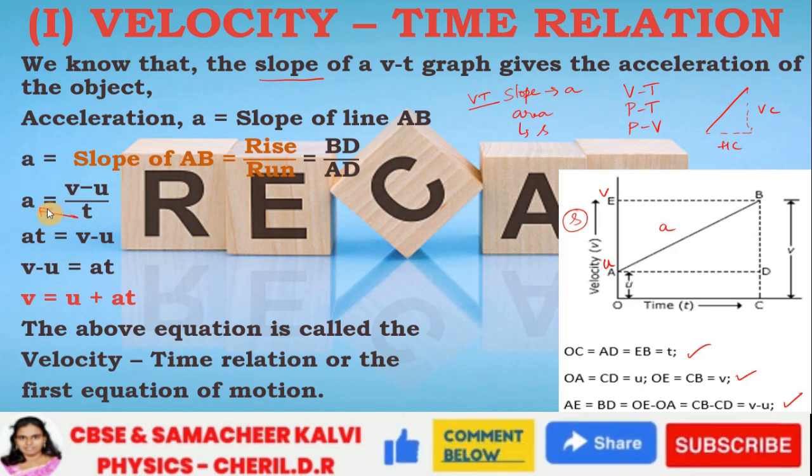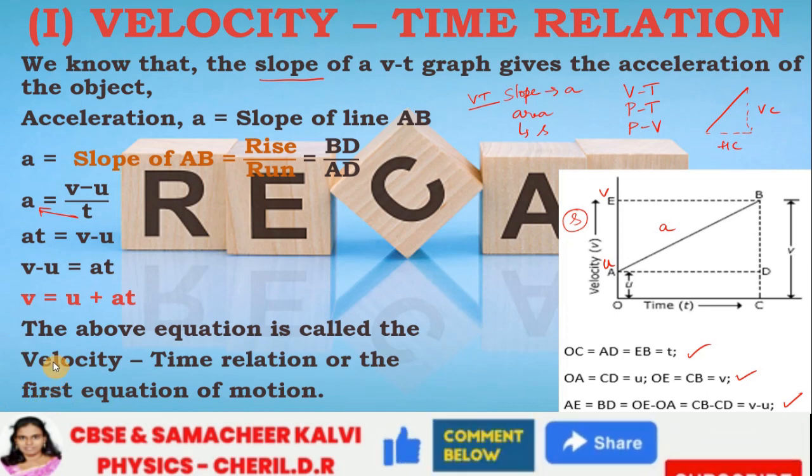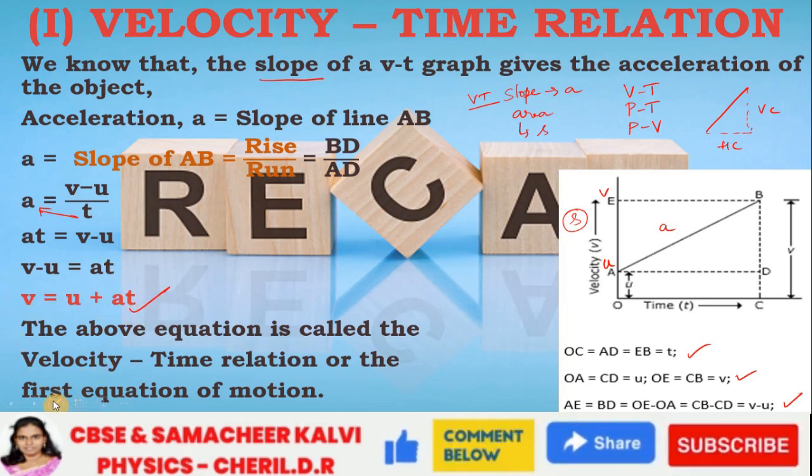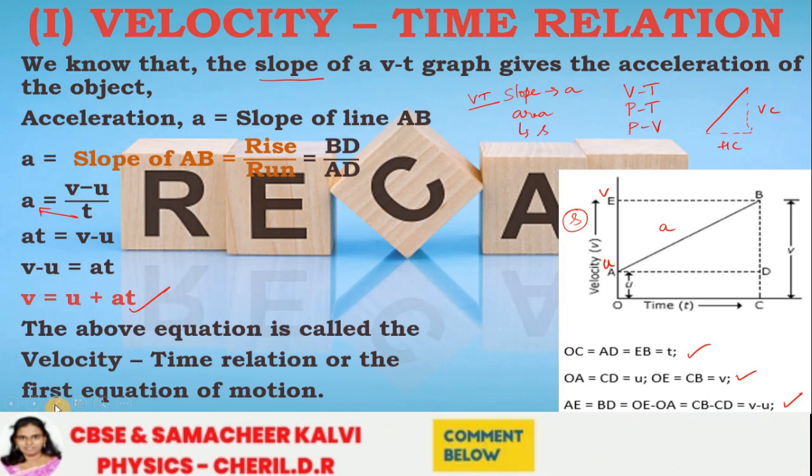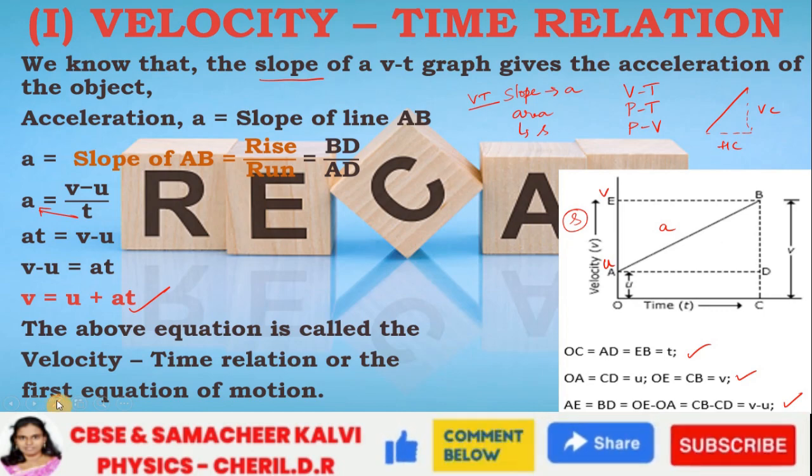We are multiplying this here, so we are getting at is equal to v minus u. So v minus u is equal to at, and we can write it as v is equal to u plus at. Thus we get the first equation of motion. This equation is also called the velocity time relation. Is it clear, children? Yes.